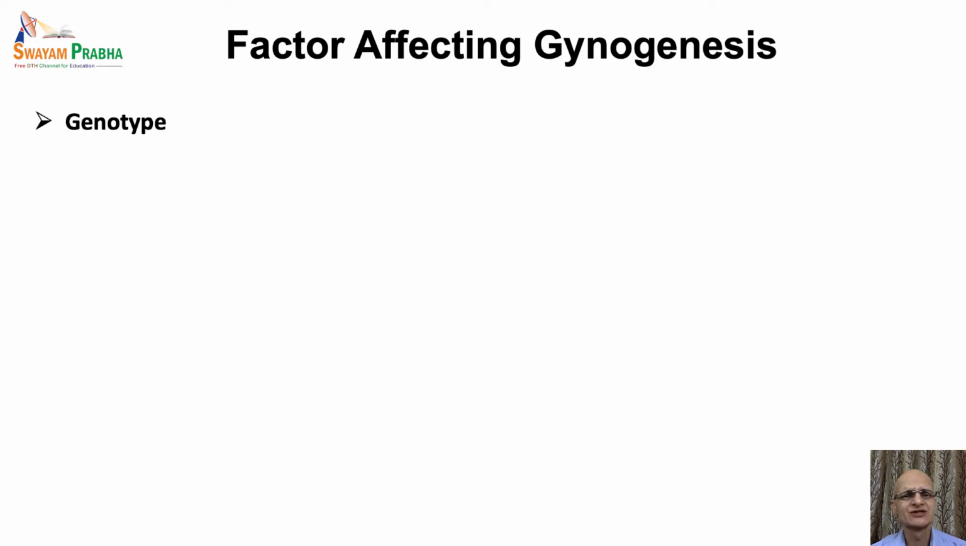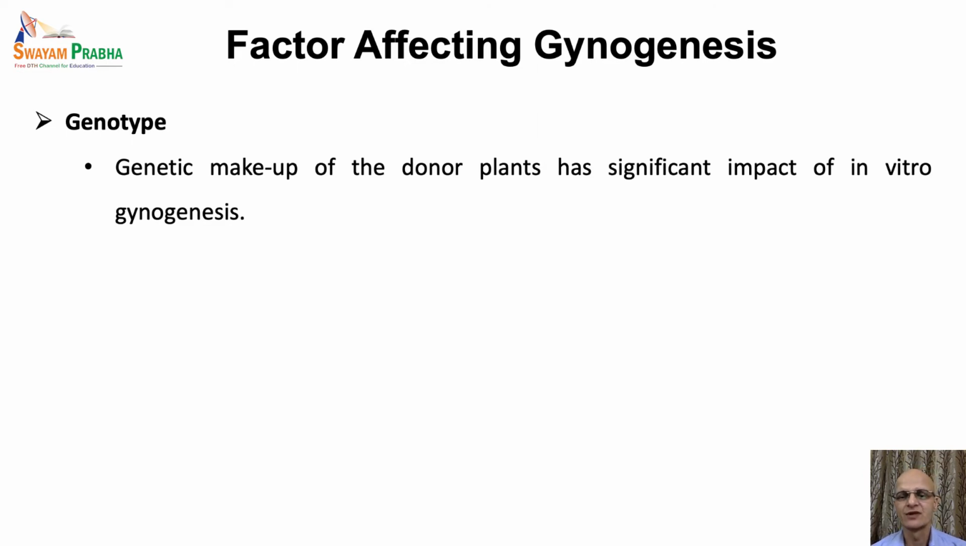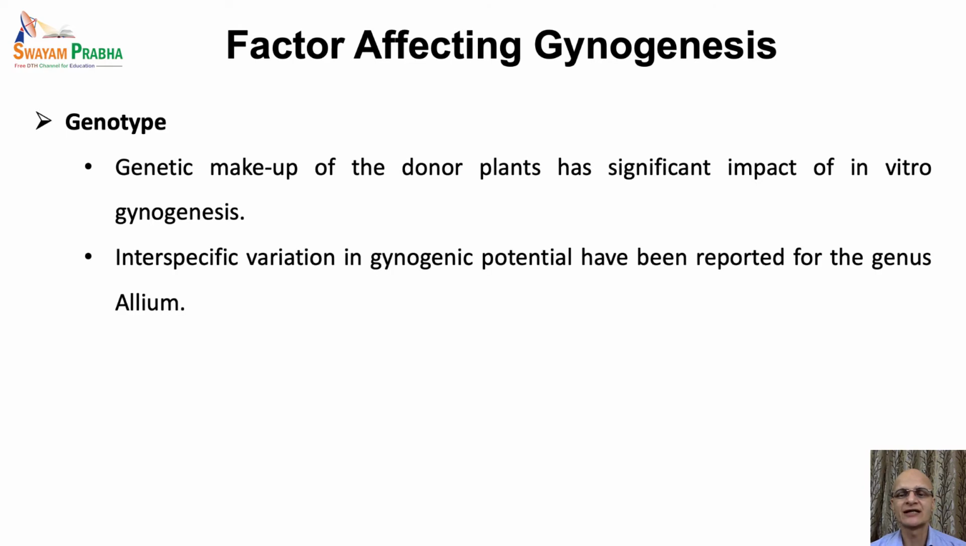So the first is the genotype of the donor plants. Earlier we talked about how the genotype of the donor plants can impact their in vitro regeneration potential or the androgenic potential. Similarly, the genetic makeup or genome of the donor plants has a significant impact on achieving successful in vitro gynogenesis. Some plants may easily respond to the in vitro cultures, whereas others may be recalcitrant and may not respond to the existing protocols.